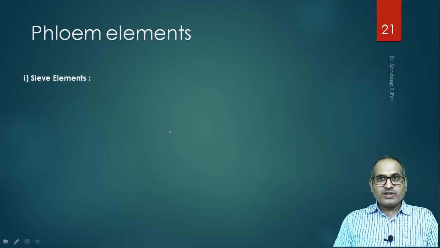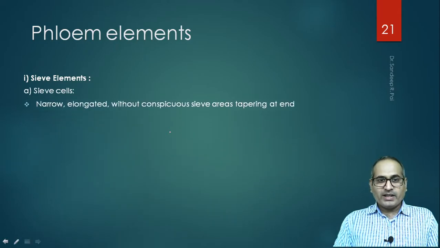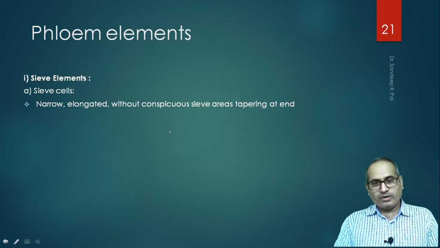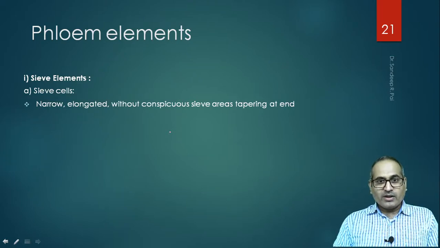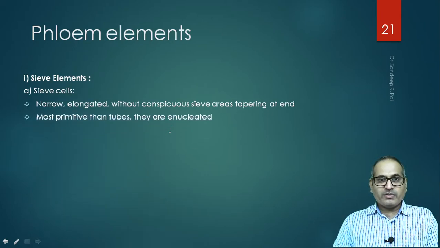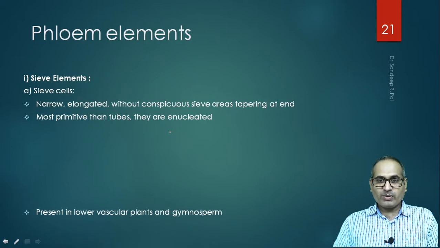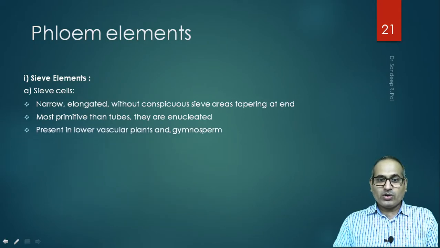Let us start with the first. We look into sieve elements, and within sieve elements we will look into sieve cells particularly. They are narrow, elongated, without conspicuous sieve areas, tapering at the end. Sieve cells are more primitive than the tubes. They are enucleated. They are present in lower vascular plants and gymnosperms.